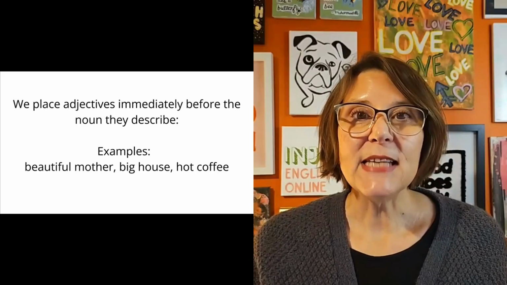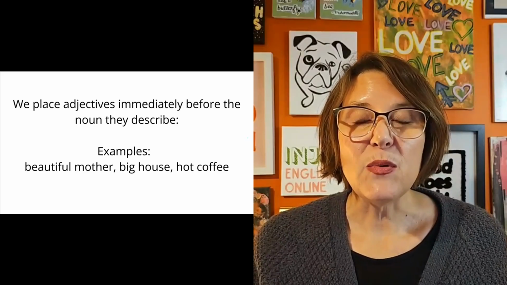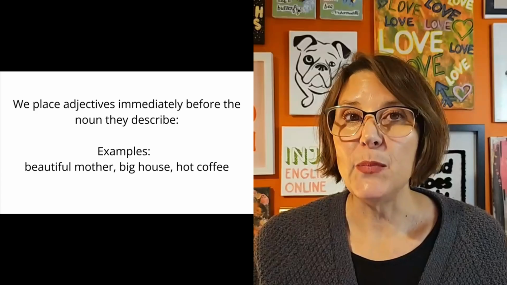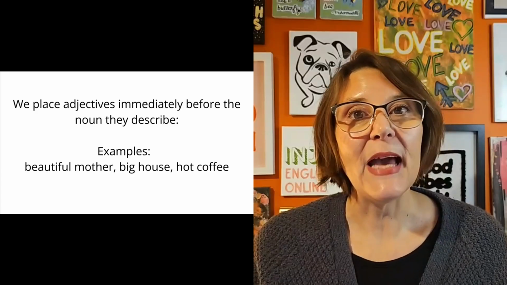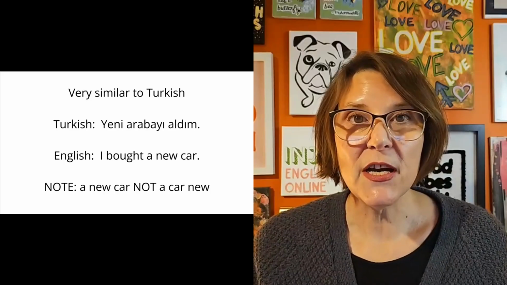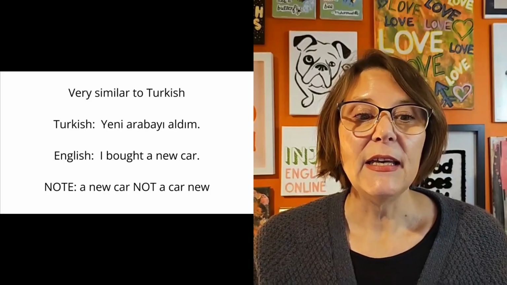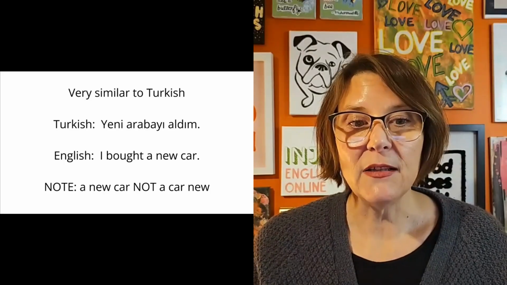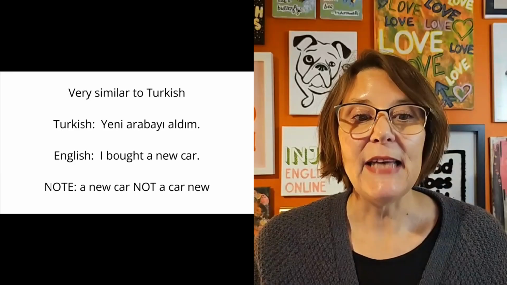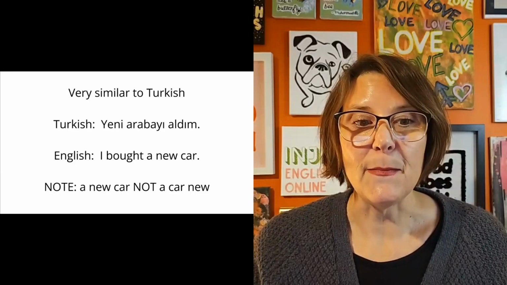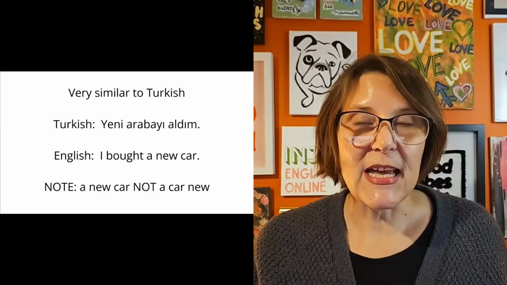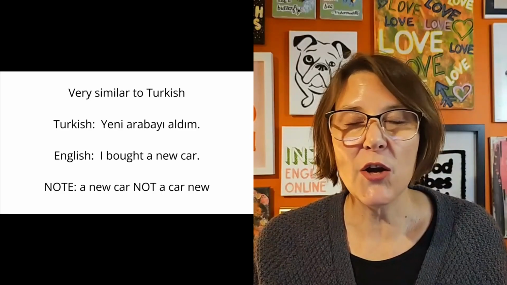Now, we place adjectives immediately before the noun they describe. For example, beautiful mother, big house, hot coffee. This is very similar to Turkish. We say, yeni arabayı aldım. I bought a new car. Now, note, it's a new car, not car new.